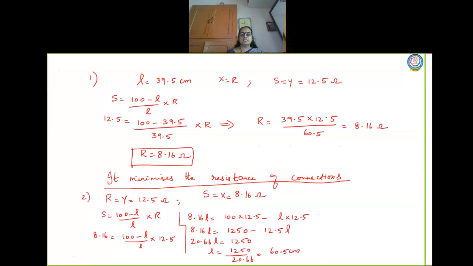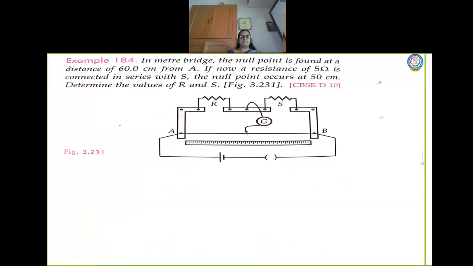Next we will solve a simple problem, children. This is example 184. This is not there in your textbook. Okay. In meter bridge, the null point is found at a distance of 60 centimeter from A. So in the first case we will write R by S. So in the first case, R by S is equal to, if from point A it is going to be 60, then L2 will be 100 minus 60, which is 40. So it is 60 by 40. Now this I can simplify. This will be 3 by 2. Now this is my equation 1.